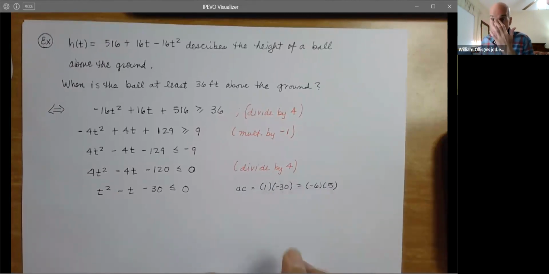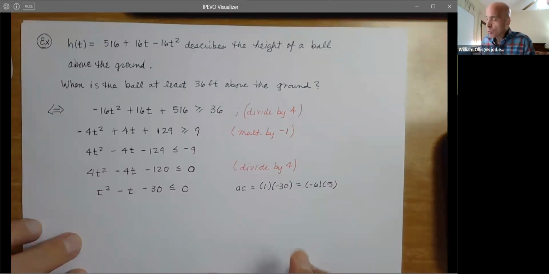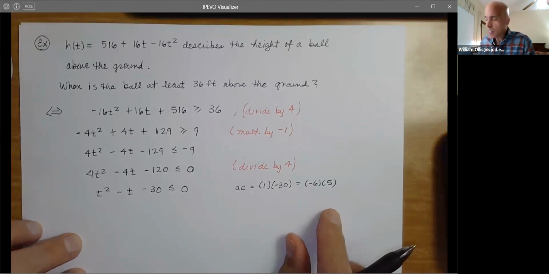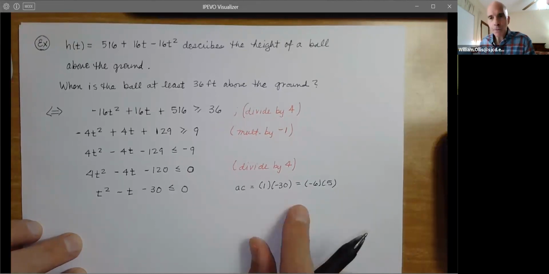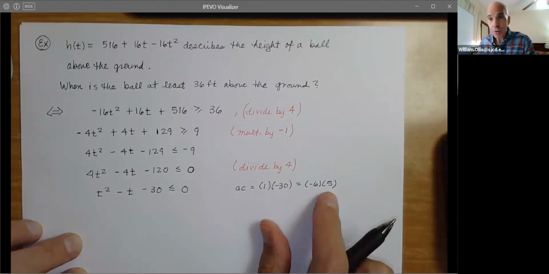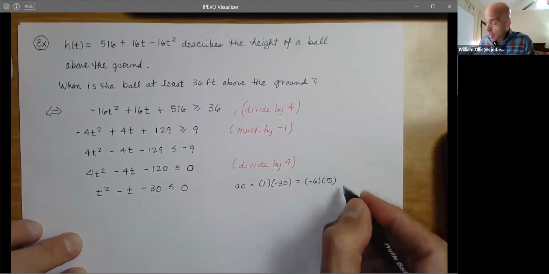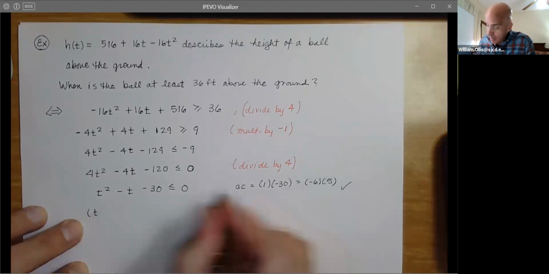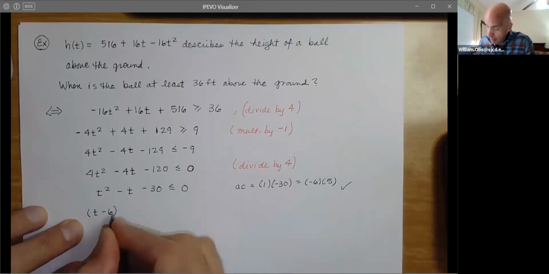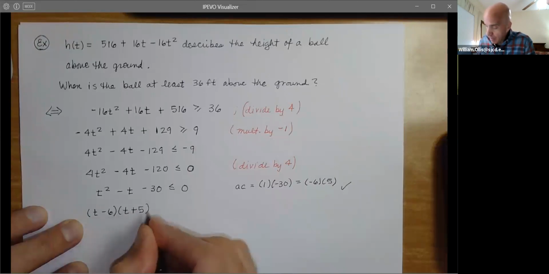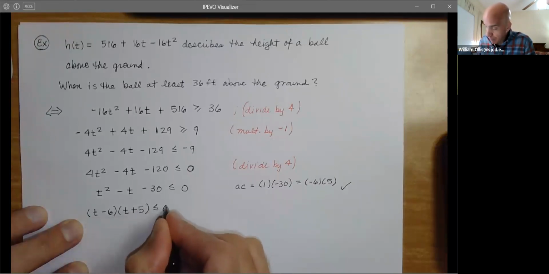So don't assume anything about these problems. Don't just say, well, I think this is the factoring. This looks pretty easy. Go ahead and work it out, even if it's simple. We don't really need to factor this by grouping because it's so easy here. But now we can say that will work. So we have (t minus 6) times (t plus 5) less than or equal to 0.